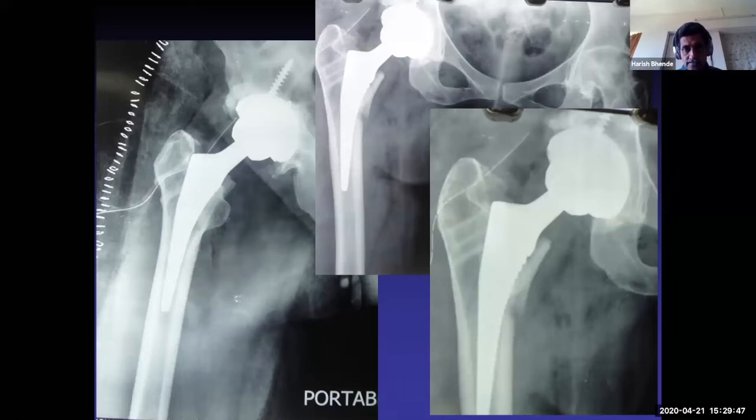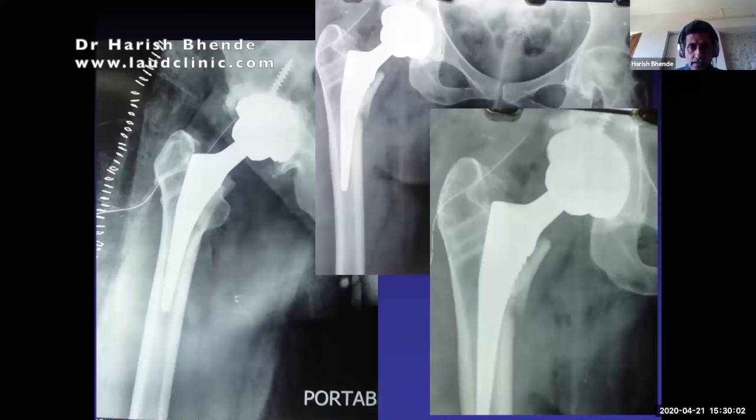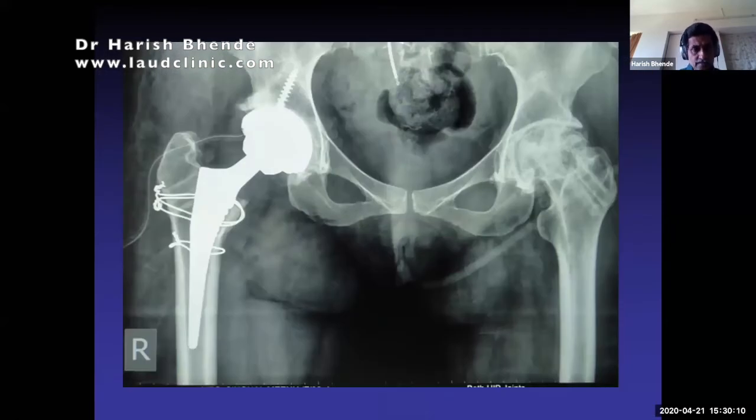Automatically your abductors are going to become loose. And while sinking in, the implant may sink in straight or may sink in a rotation, like a cork inside, like a corkscrew, and then your version also changes. And that is a potent recipe for getting a post-op dislocation. So in these cases, you have to go back, open the patient, and wire it back together with multiple wires.